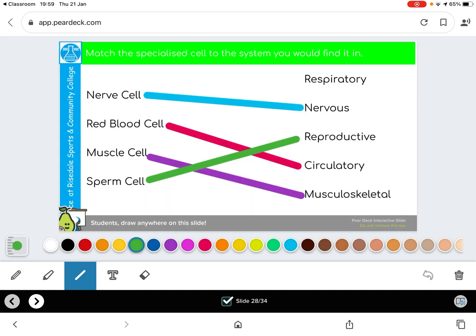Okay. Different cells that we've learnt about. So when we did specialized cells, we can now link those to these different organ systems. So you might find, for example, a nerve cell in the nervous system. Red blood cells are in the circulatory system. Muscle cells are part of the musculoskeletal system. And sperm cells are part of the reproductive system.